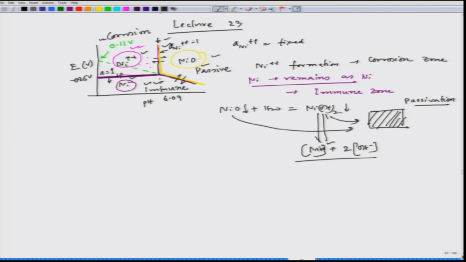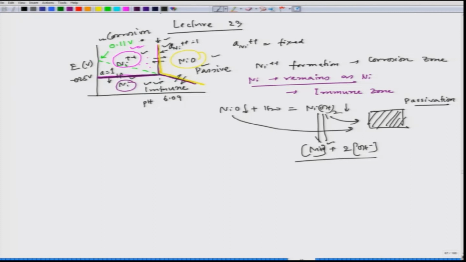And here, when NiO or NiOH forms, it tries to make a deposit on the nickel substrate, and the solubility of that particular deposit will decide the nickel dissolution rate, and that dissolution rate would be much lower than the dissolution rate we can experience in this particular zone. So, we call it a passive zone. So, we decide 3 zones: immune, corrosion and passive.